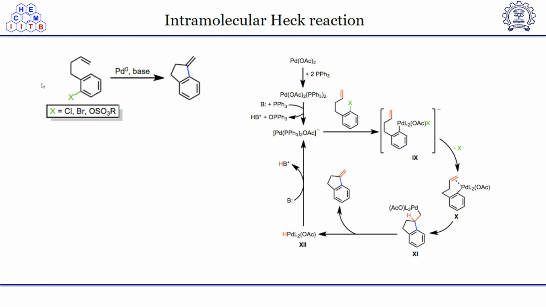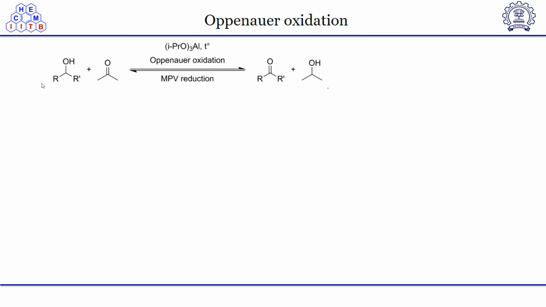So moving to the next reaction, that is Oppenauer oxidation. This is basically the oxidation of this particular alcohol with acetone and aluminum triisopropoxide. We get our alcohol oxidized into a ketone, and as a byproduct of the acetone we will get isopropanol. This oxidation is reversible, and the reverse of this oxidation is known as MPV reduction.